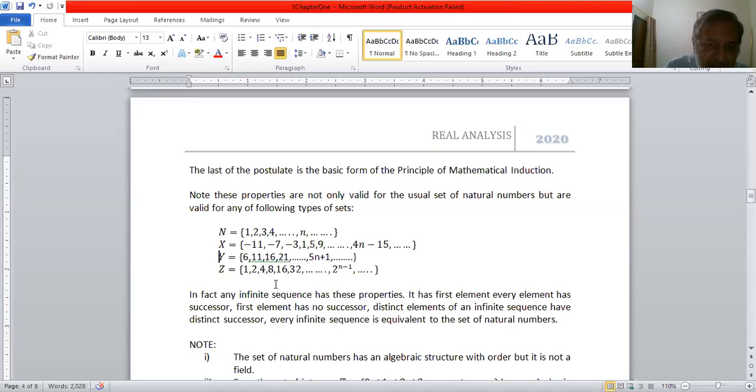So in fact, in this way, any infinite sequence has these properties. It has a first element. Every element has a successor. First element has no successor. Distinct elements of an infinite sequence have distinct successors. And every infinite sequence is equivalent to the set of natural numbers.